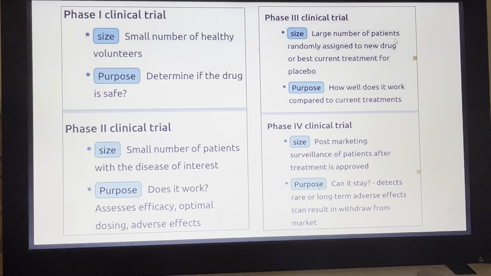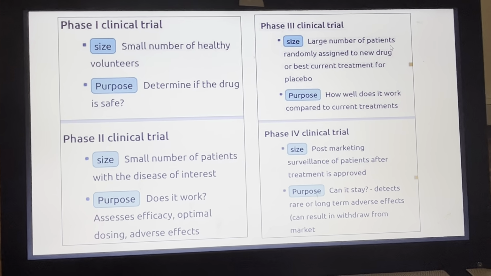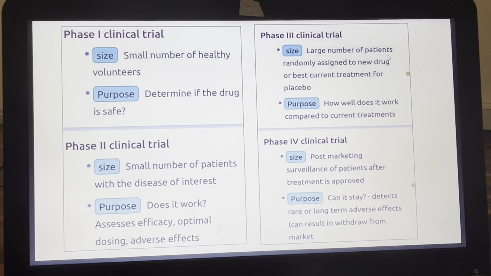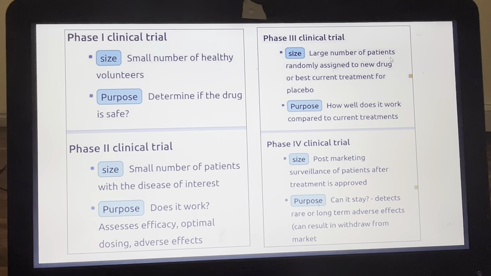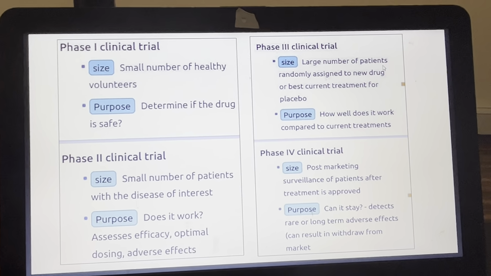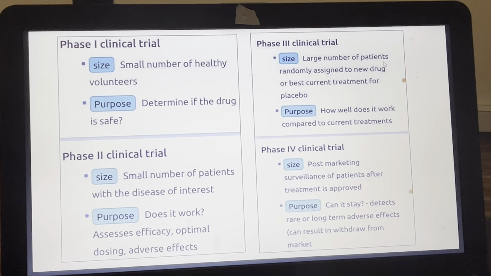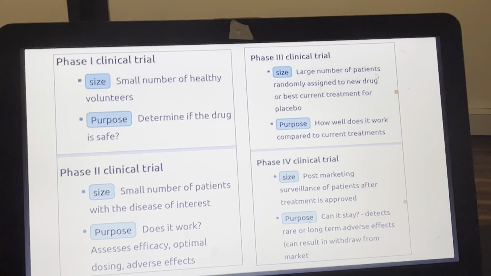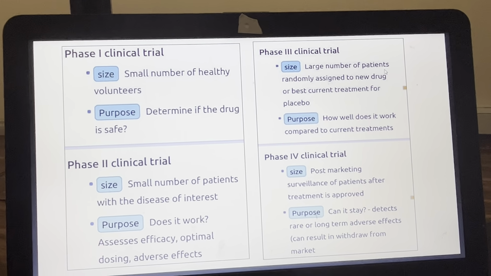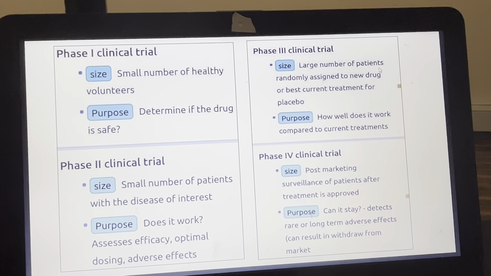The second phase will see efficacy, optimal dosing, and adverse effects of the drugs. Whereas in phase 3, we see a large number of patients randomly assigned to the new drug or the best treatment or placebo, to see how well it works compared to the current treatment. In phase 4, there is post marketing surveillance of patients after the treatment is approved. How long are the side effects and adverse effects?